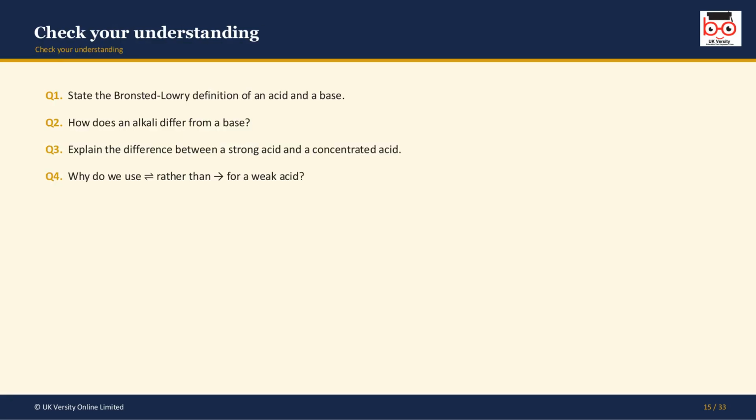And let's check your understanding so far. Can you state the Bronsted-Lowry definitions of an acid and a base? How does an alkali differ from a base? What's the difference between a strong acid and a concentrated acid? And why do we use a reversible arrow rather than a single arrow for a weak acid? Have a go before we move on to pH.